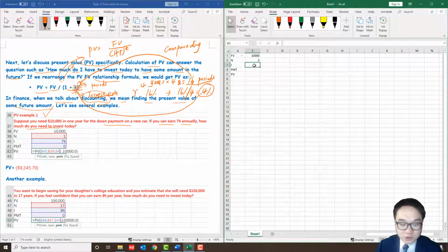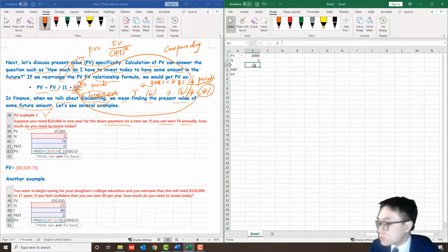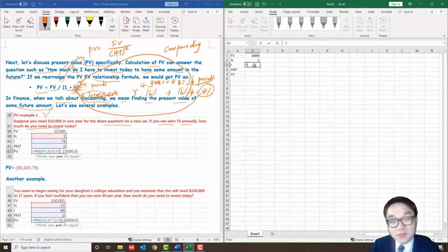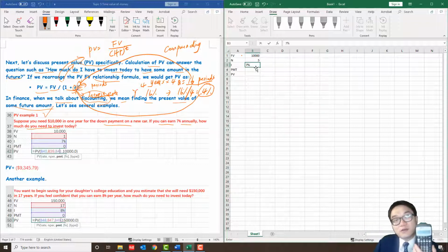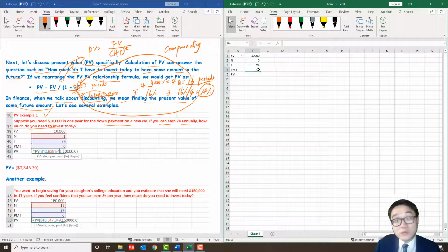I, interest rate. How much are you going to earn? 7%. So you put 7% there. Pay attention. It's not 7. It's going to be 7%. In your financial calculator, you're going to put 7 there. You ignore the percentage sign. But here in Excel, you use this 7% because Excel is not pre-programmed. This financial calculator is programmed. So in the financial calculator, you can put just 7 there.